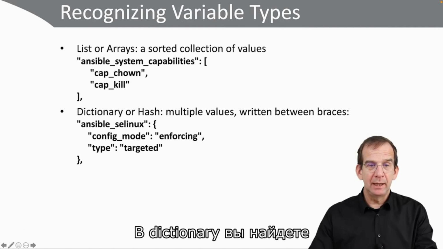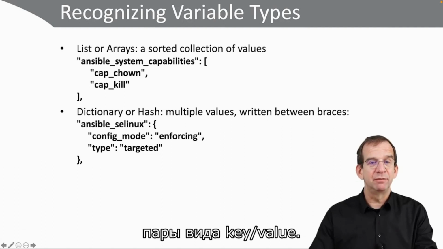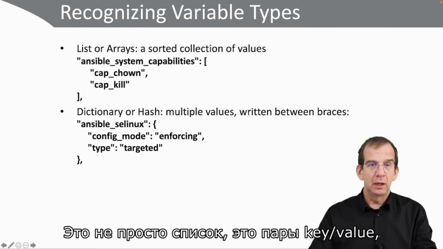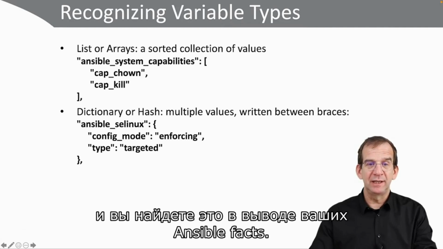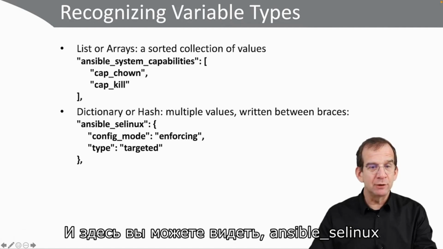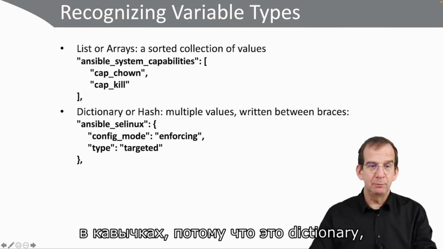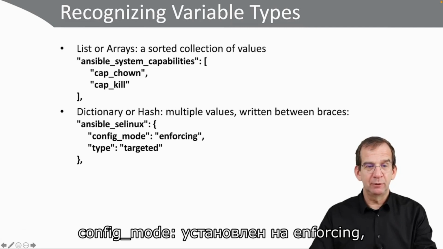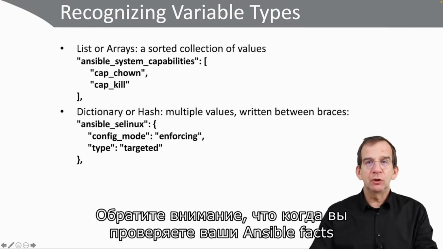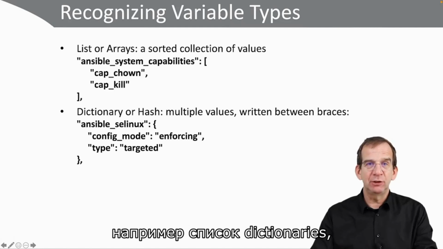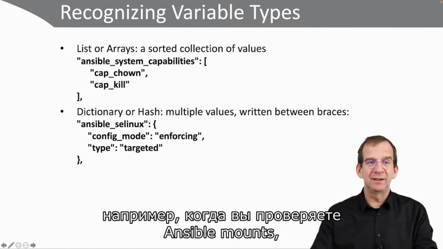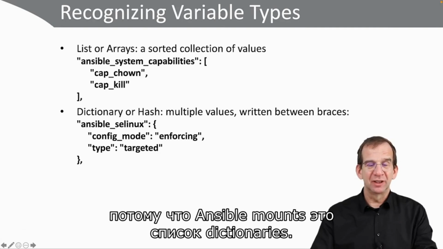In a dictionary, you will find that first the dictionary is a key value pair. So not just a list, but key value pairs. And the dictionary is written between braces in the output that you will find in your Ansible facts. As you can see right here, ansible selinux, between braces we have the dictionary, config mode set to enforcing, type set to targeted. Notice that while you are investigating your facts, you can also have a combination of the two of them, like a list of dictionaries. If, for example, you are investigating the Ansible mounts, that is a list of dictionaries.